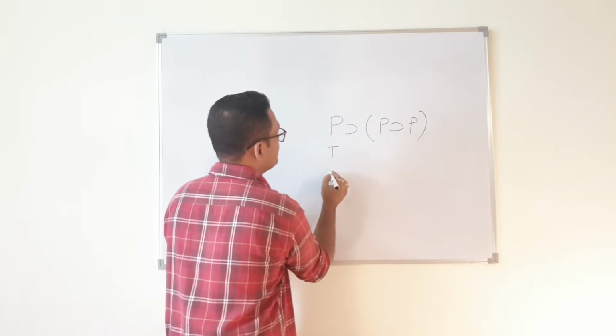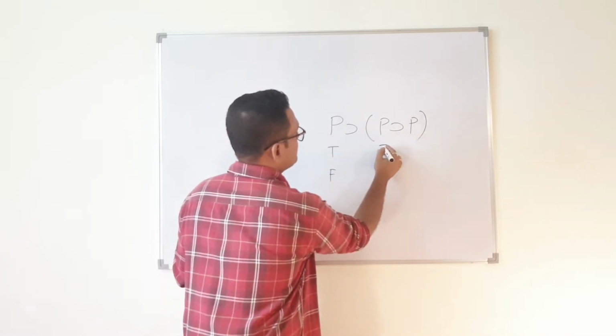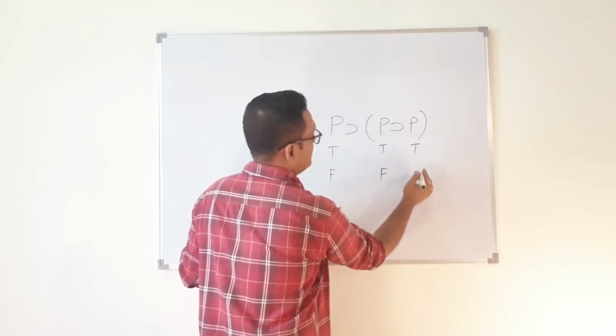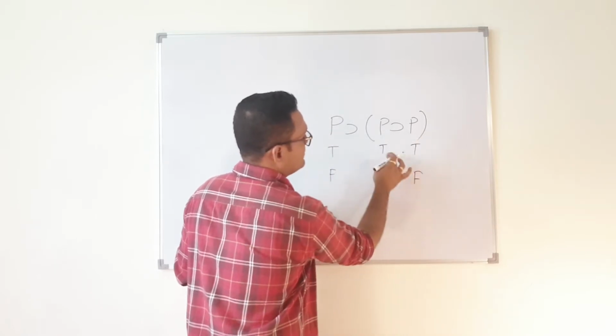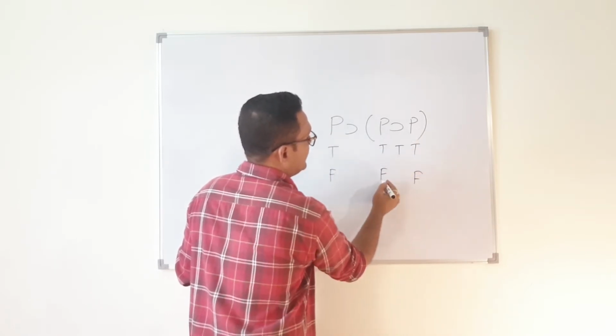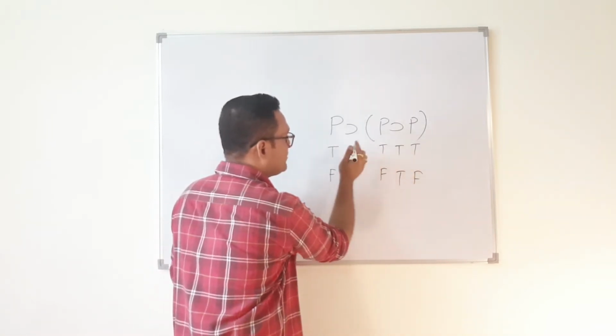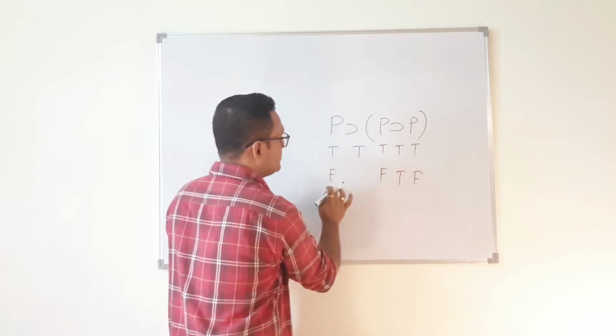This is going to be true. This is going to be false. This is also true. This is false. This is true. This is false. So first you will calculate the value of this. True is true, and false is also true, right? Now you need to calculate the value of this. True, false, true.